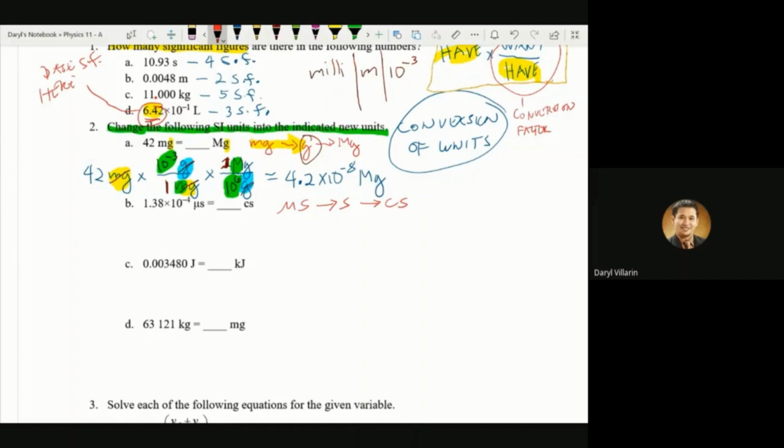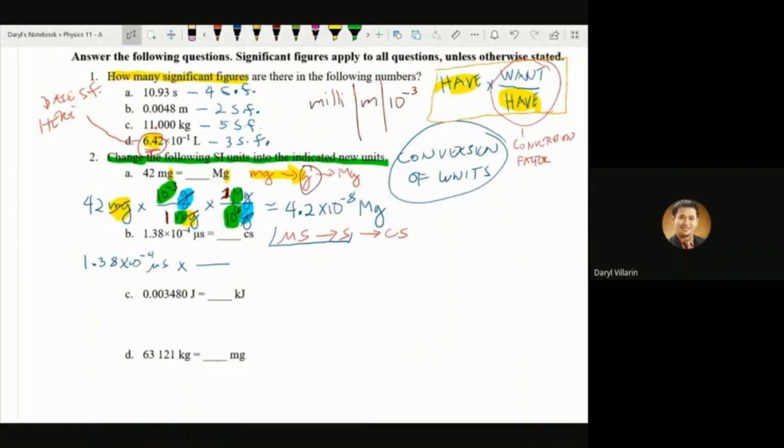Okay, so now I'm going to start with my given. It's 1.38 times 10 to the power of -4 microsecond. Now, the first step is from micro to second. So that means that I will convert my microsecond to second. Following the same diagram, have times 1 over have. So I'm going to take note of the unit of what I have. It's microsecond. So again, do the placement first. Microsecond should be at the bottom, and then I want second, so second should be on top. That's the first thing that you do.